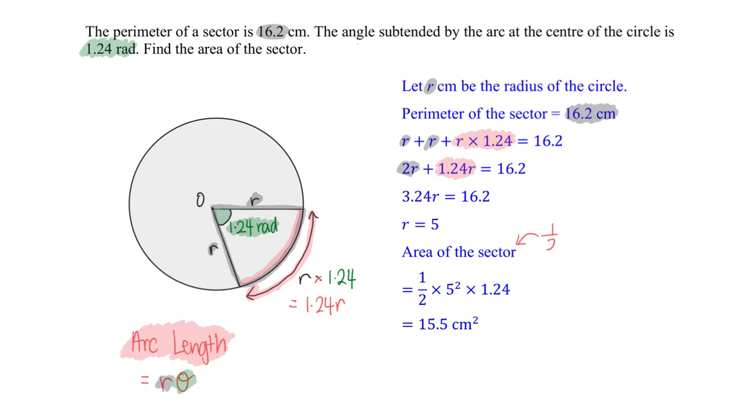Area of a sector is half times R squared times theta, when the theta is in radian, 1.24. Radius, we just found out, 5. So half times 5 squared times 1.24. And you will get the final answer, 15.5 cm squared.